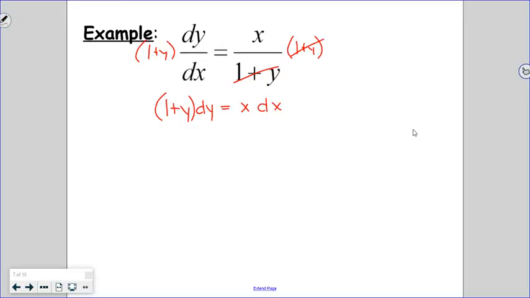All right, so then we would integrate both sides. But we can integrate each of those separately, right? What is the antiderivative of 1 with respect to y? Good. And then our 1/2 y squared.